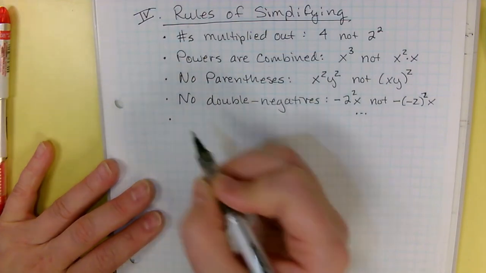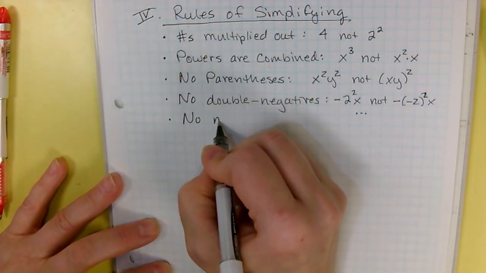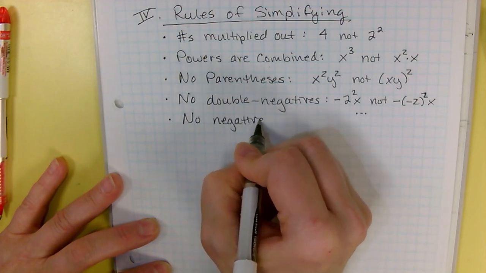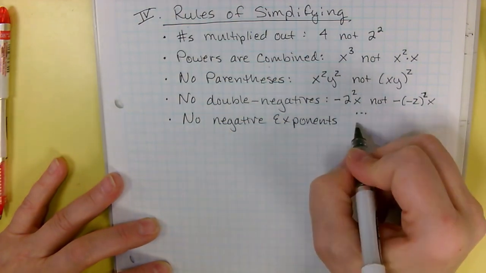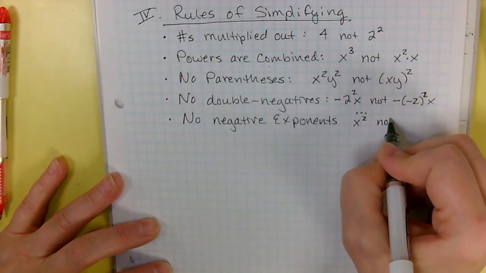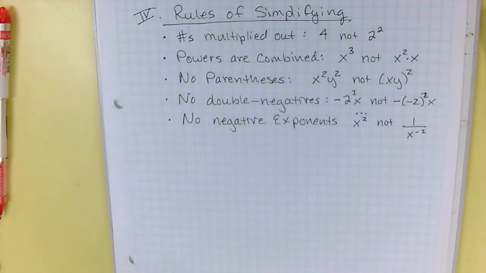All right, and the last one, this one will make sense later when we do this property. You can have no negative exponents. Not in your final answer. So you'd have to have x squared, not 1 over x to the negative 2.